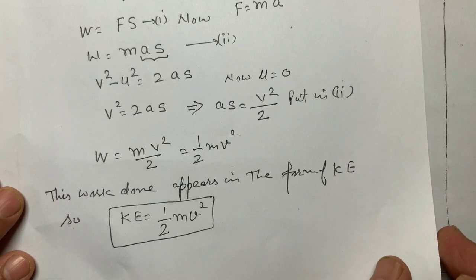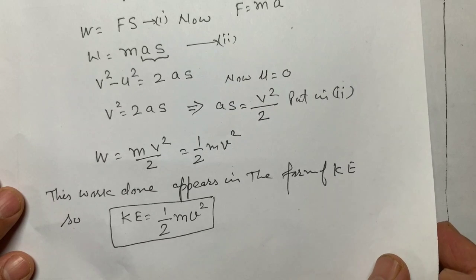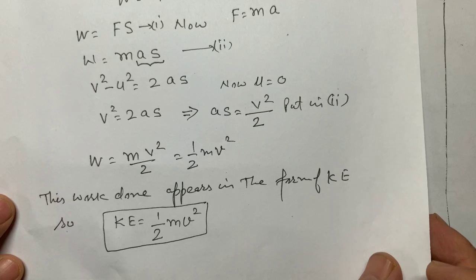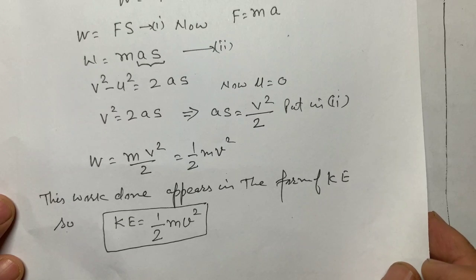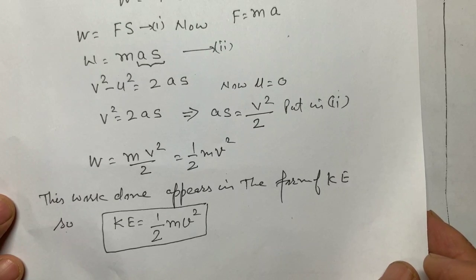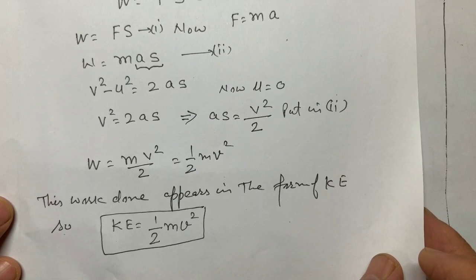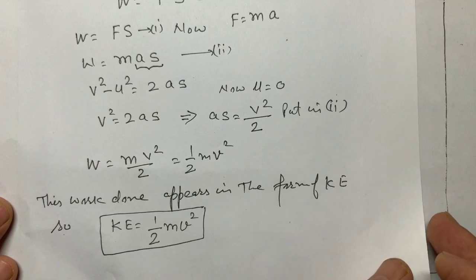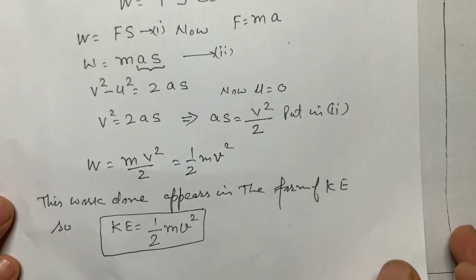It is also very clear that the unit of kinetic energy is the same as that of work. In SI it is measured in joules, in CGS it is measured in erg, and you know 1 joule is equal to 10⁷ erg.